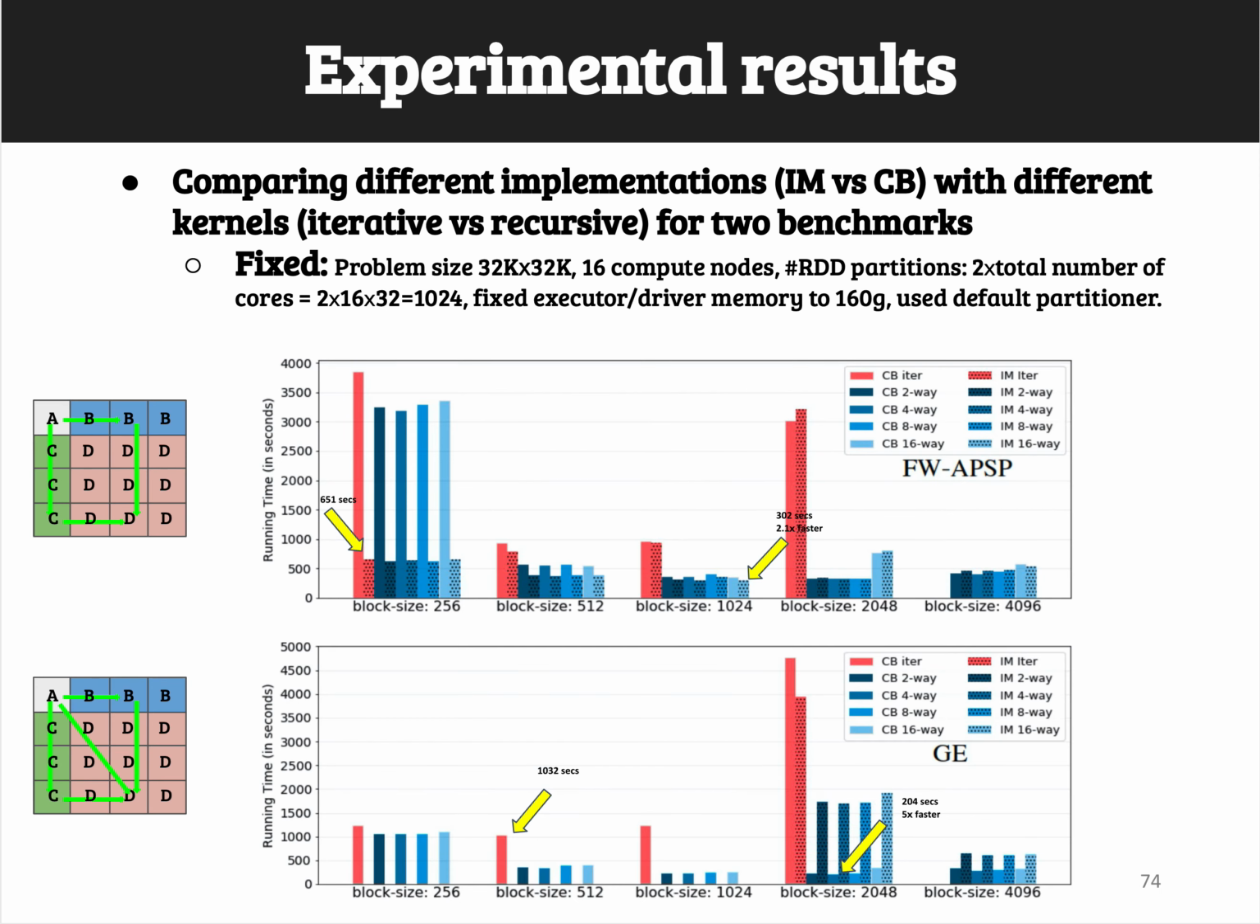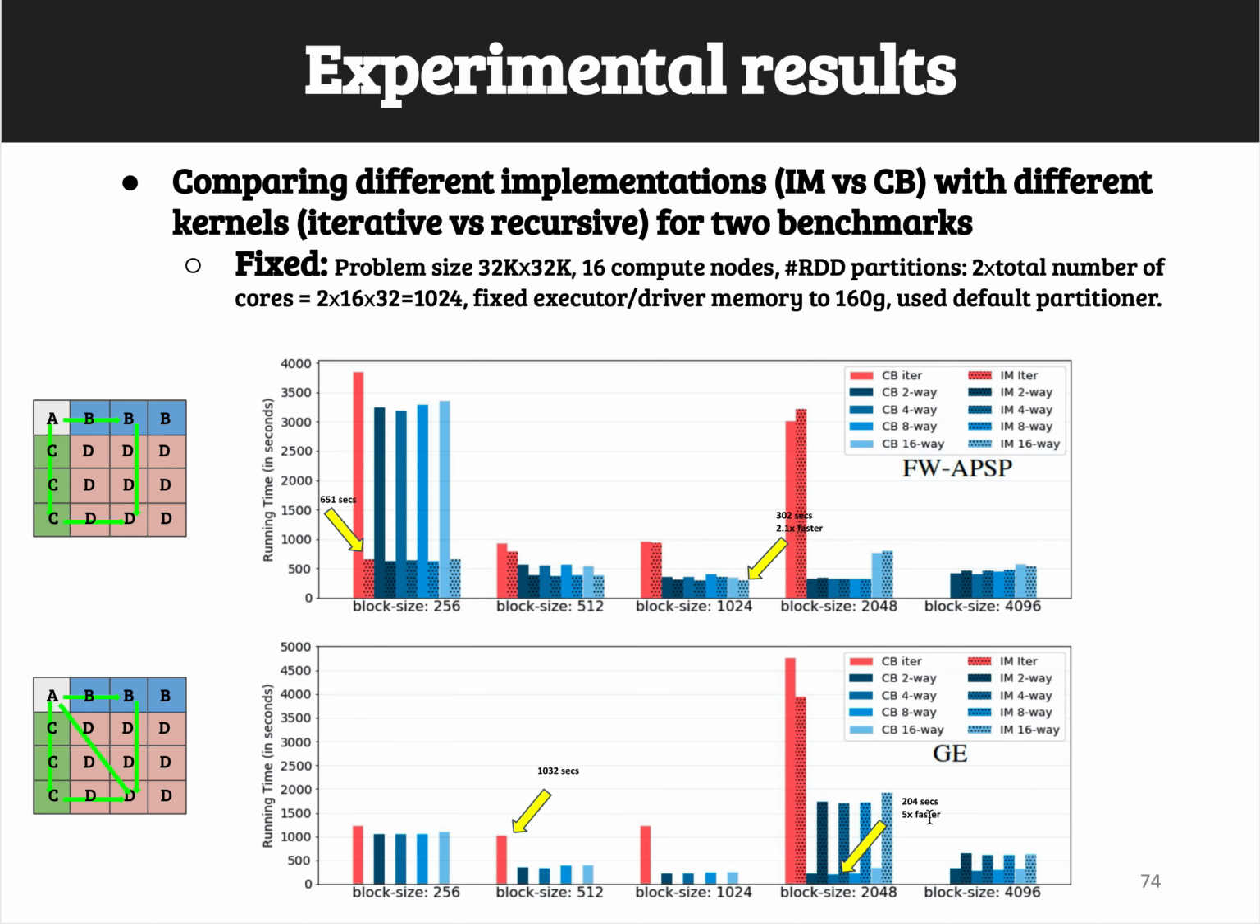Okay, in this slide, we are comparing different implementations with different kernels. For problem size of 32K by 32K and 16 compute nodes, we found the following interesting observations. First, for Floyd-Warshall all-pairs shortest path, in-memory implementations outperformed the collect-broadcast implementations. However, in Gaussian elimination, collect-broadcast implementations outperformed the in-memory implementations, as in Gaussian elimination, due to the data dependencies among the kernels, we had much higher communication costs in the in-memory implementation.